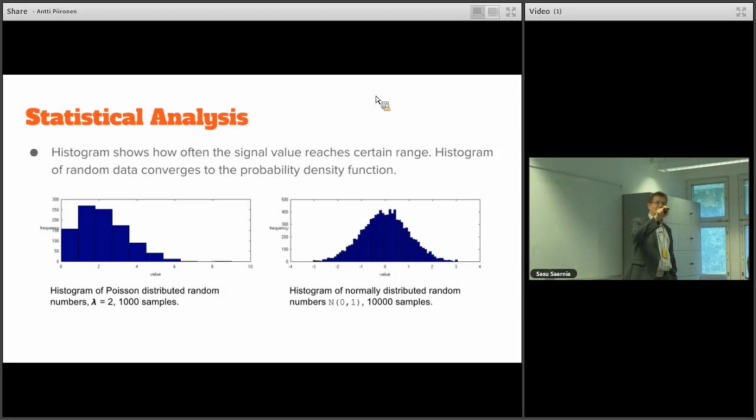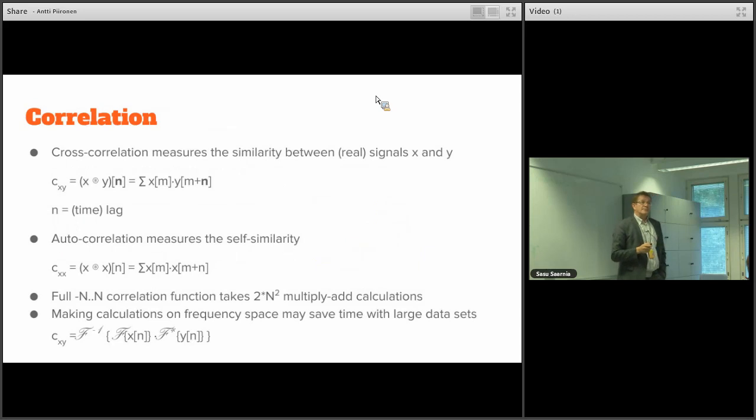Then the normally distributed random numbers will be following the Gaussian bell curve shape. That's basically the distribution of the values of the signal or the noise.